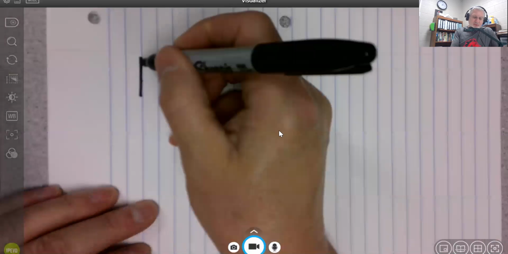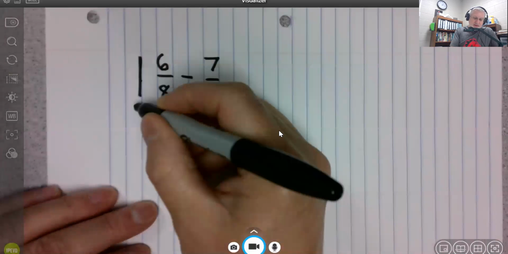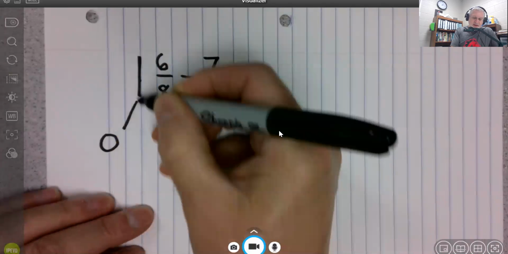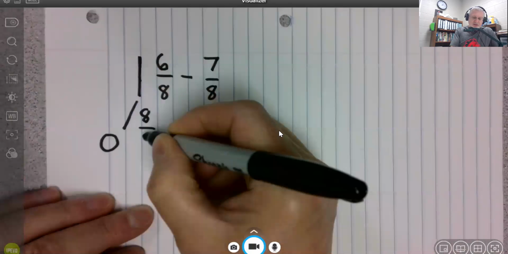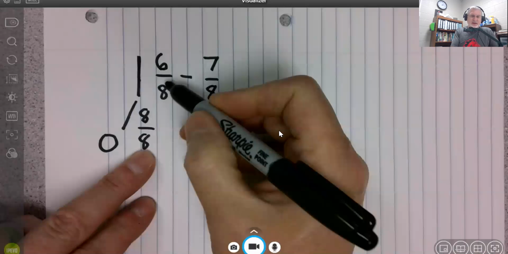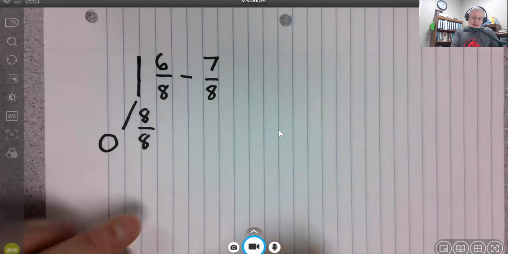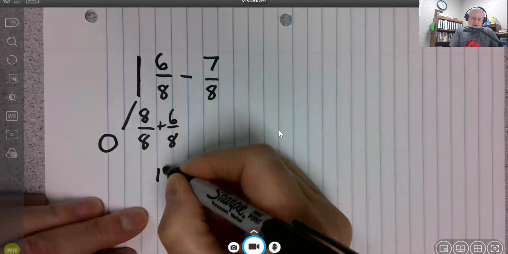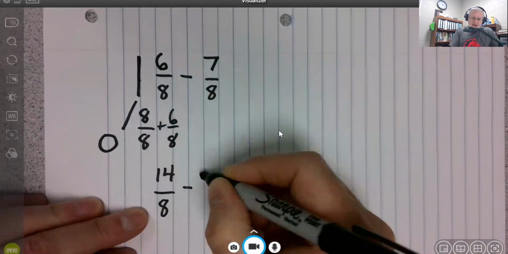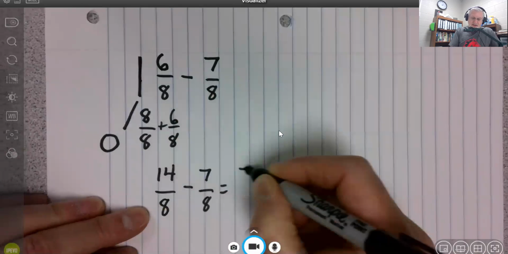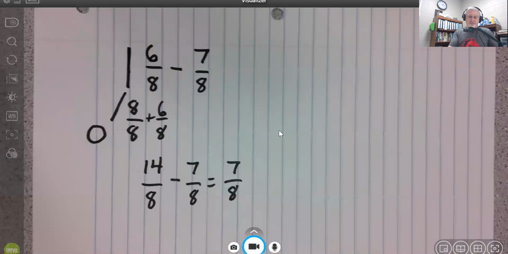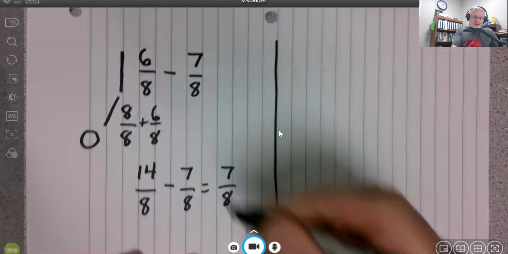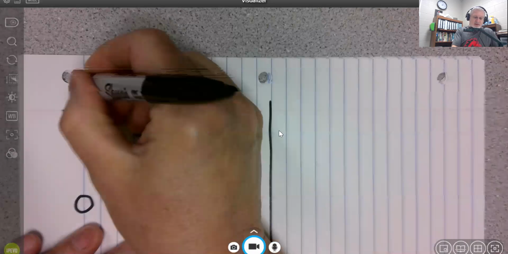Well, if I do the number bond, I take one whole away, and then that whole turns into 8/8 because 8 is my denominator. And then I have to add 6/8 to that. So that gives me 14/8 minus 7/8, which will give me 7/8. Okay? And that's by using a number bond.